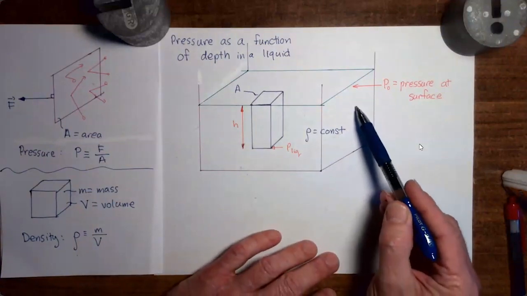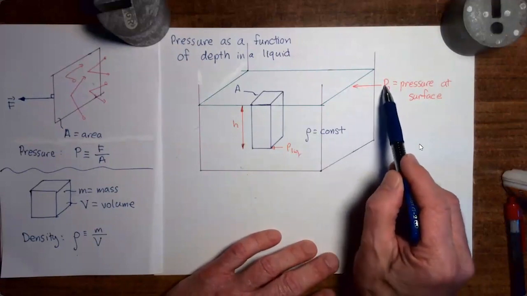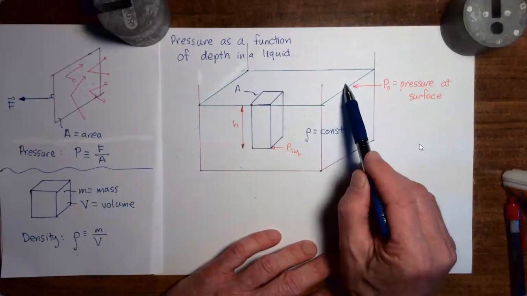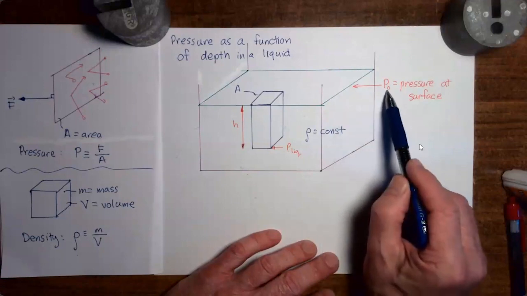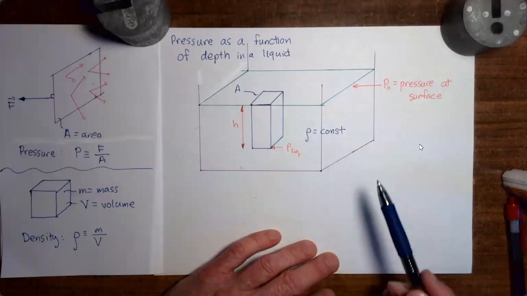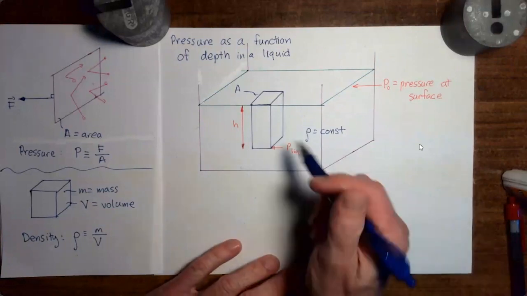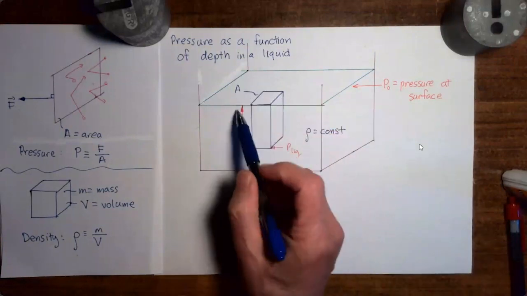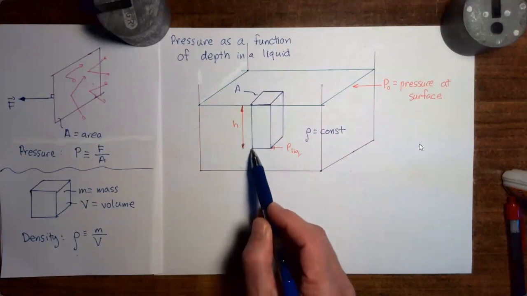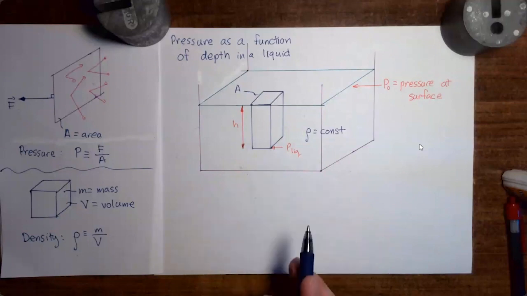So anyway, let's say that we have a tank of liquid here. We will say that the pressure at the top surface of the tank, where the tank presumably meets the air or some other fluid, is P0. We're going to say that this tank is filled with a liquid of constant density. So rho will denote that constant density. You can see that from the larger liquid, I have marked out a column of that same liquid with area A and depth H. And we want to figure out what is the pressure at the bottom of that column.